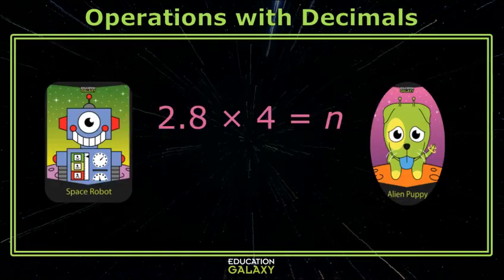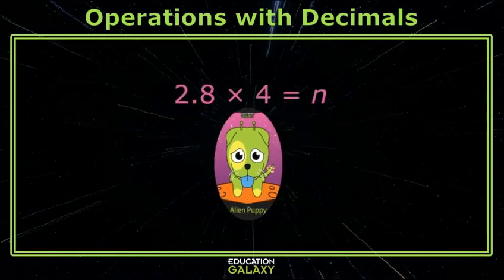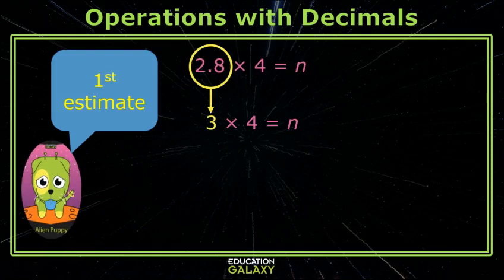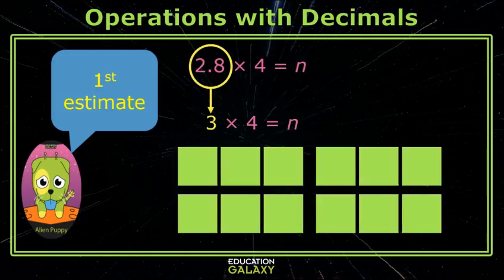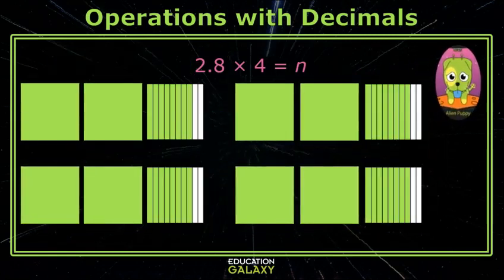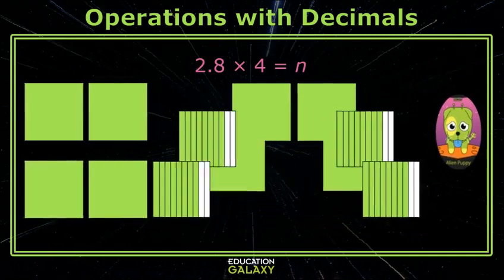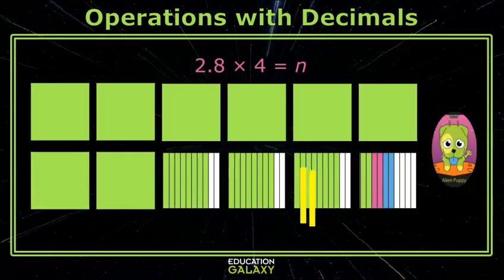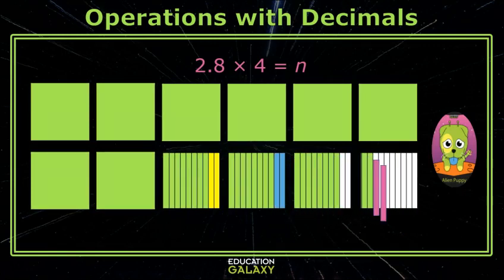Alien Puppy, can you multiply 2 8/10 times 4? Yes, but first I'll estimate. 2 8/10 is close to 3, so 3 times 4 is 12. This is a little less than 12. Here's our 2 8/10 four times. I will regroup my 8/10 to form some more wholes. The answer is 11 2/10.